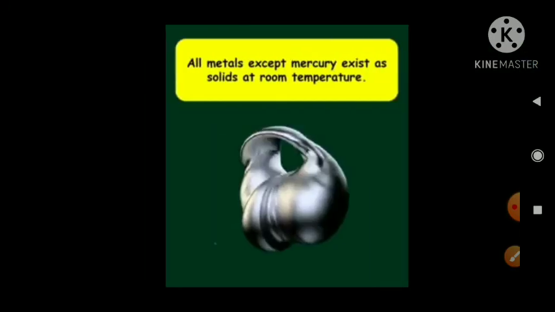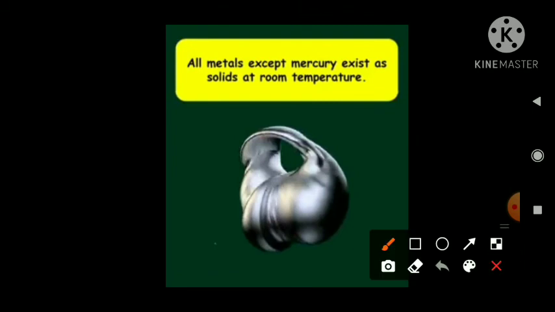Now, general facts on exceptions about metals and non-metals. All metals except mercury exist as solids at room temperature. Only mercury exists in a liquid state at room temperature, but all other metals are solid. So this is an exception.